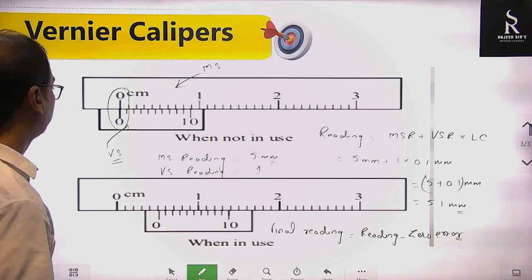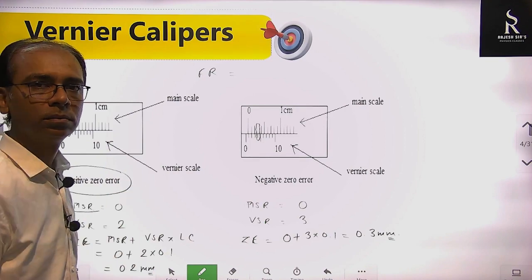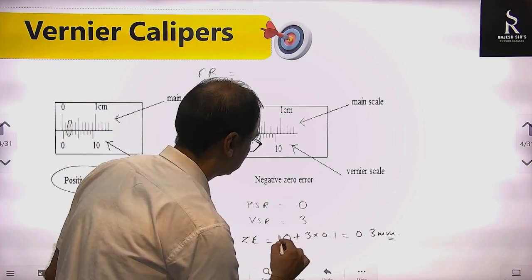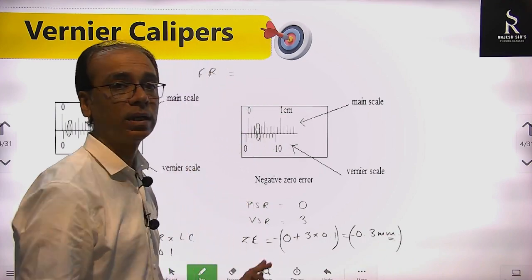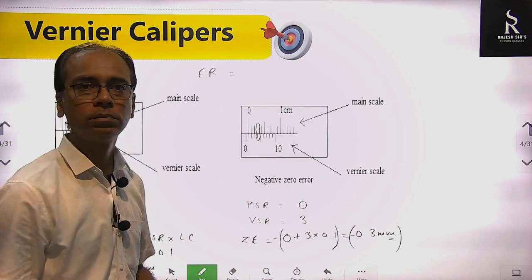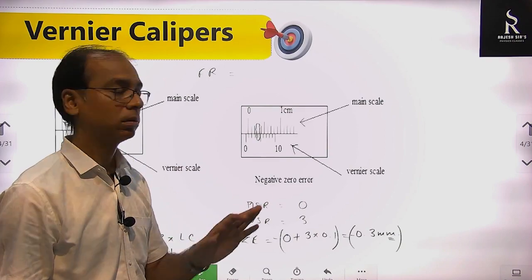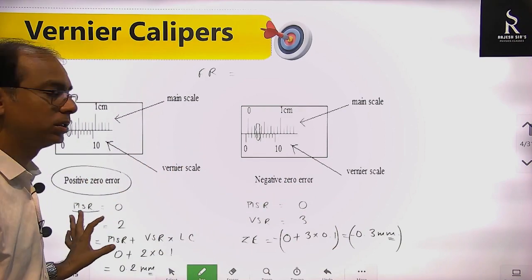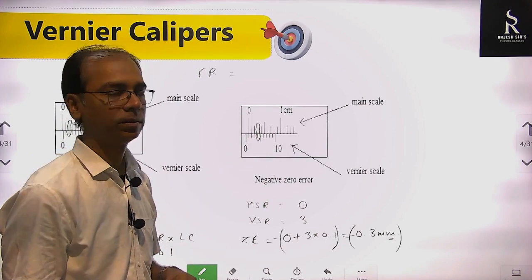So what will happen? Let's come over here. We are talking about positive zero error. This is 0.2 mm. This we are going to subtract. What about negative zero error? Negative zero error, we always take it as negative. So negative zero error actually gets added and positive zero error will be subtracted. Okay. The formula is reading minus zero error. Negative zero error is negative, so you will be adding it. Positive zero error is positive, so it will be subtracted. Clear? This is the vernier calipers.